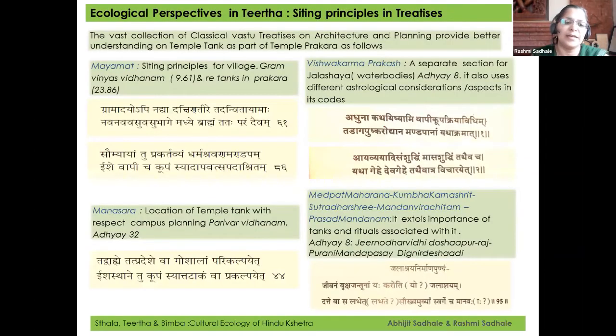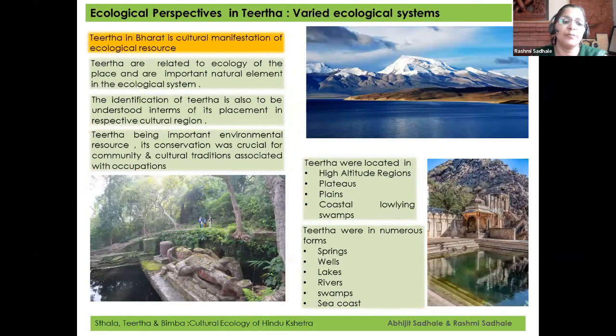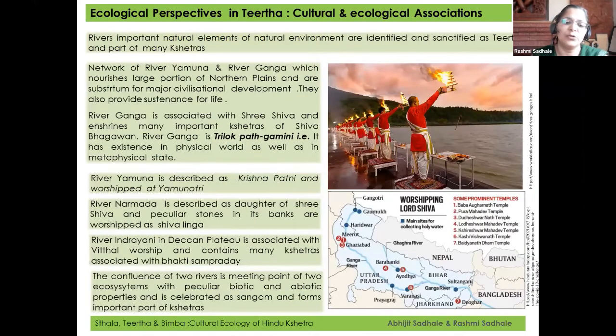Tirtha, in many treatises, is an utmost important entity in the complex planning of the settlements. Tirthas give the cultural response to the natural resource. So they are found across the country, not limited to a particular region, but they are worshipped from the Himalayan ranges to the coastal low-lying swamps. As water bodies are the most important resource, their conservation was so crucial to the communities and the cultural traditions and occupations associated with them.